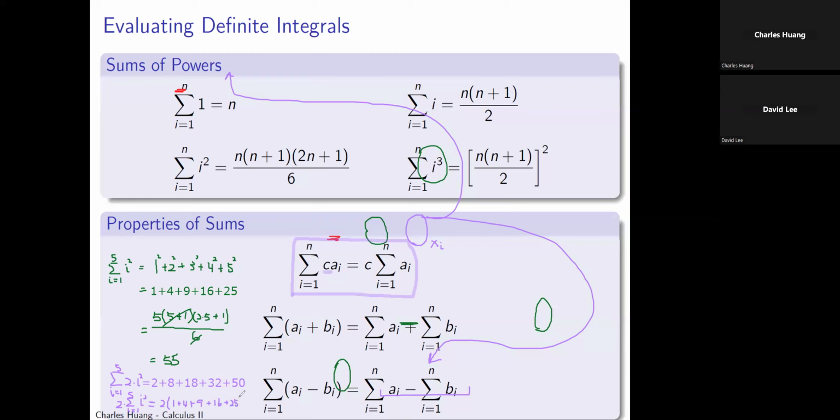Of course you'll look at this and say, that makes sense, right? I factor out the 2. So my answer is now 2 times 55, 110. So we have one special rule that looks like this. That's the special algebraic rule that you see here.